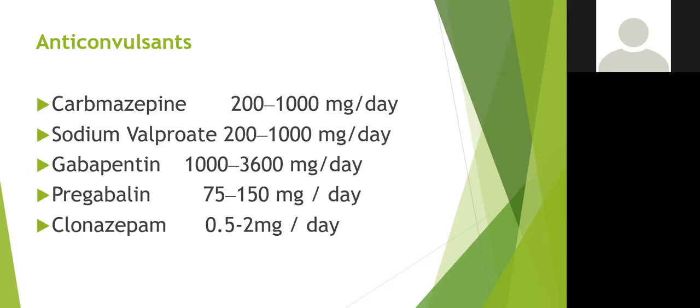Anticonvulsants. Again, we've got a list of anticonvulsants you can choose from. We usually go for gabapentin, which is cheaper than pregabalin. But obviously, gabapentin is, as you know, a thrice daily dose. It's a tedious dose, so it's more tablet burden for the patient. Pregabalin we can give as a twice daily dose, 75 to 150 milligram per day in divided doses.